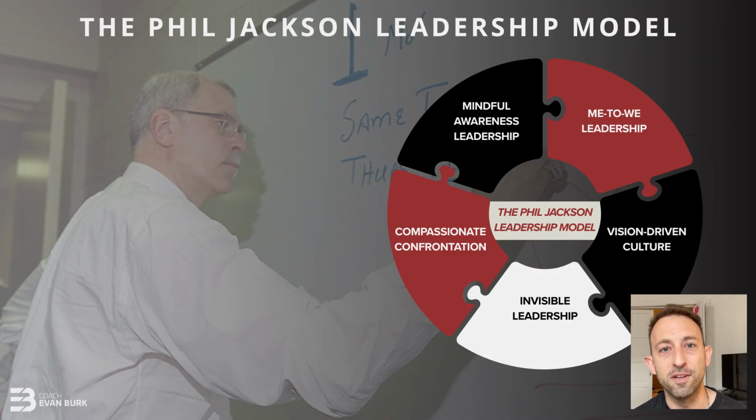This isn't just about sports. This is about the challenge that every business leader faces. How do you get high-performing individuals to sacrifice their own personal glory for team success? Jackson developed a system that we can break down into 5 core principles. Each one is directly applicable to your leadership challenges. The Phil Jackson leadership model.